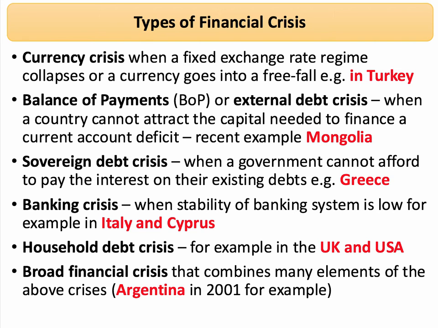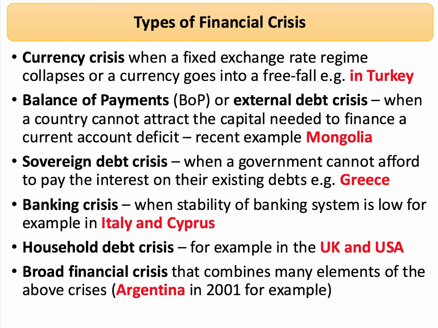Linked to this is the idea of a balance of payments or an external debt crisis. Now you need to understand the balance of payments for A level, in particular the difference between the current account and the financial account. And a balance of payments crisis essentially happens when a country is running a big current account deficit but is not able to attract the capital inflows that are needed to finance a current account deficit. The result can be that their foreign exchange reserves collapse and fall to dangerously low levels, and that means the country may be in need of emergency financial assistance in the form of a bailout.